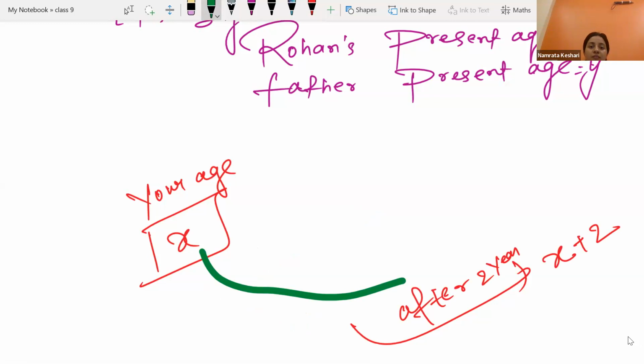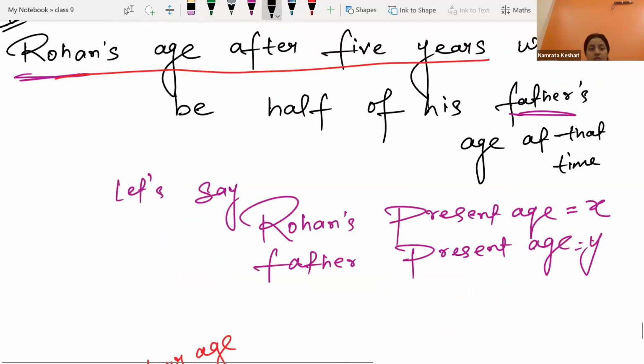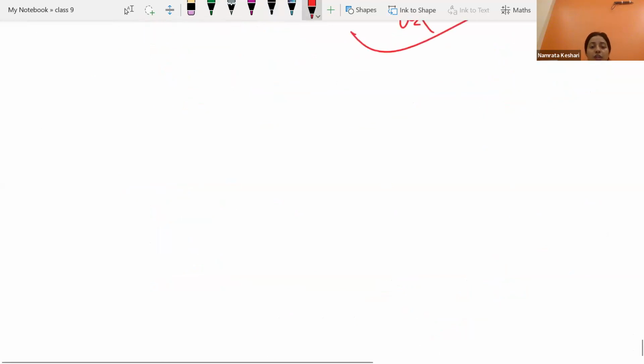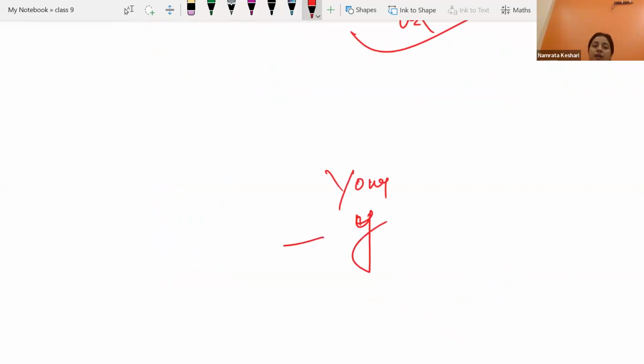After 3 years, it will be x plus 3. After 4 years, it will be x plus 4. After 5 years, it will be x added with 5. Yes or no? And the same thing will happen if you go back. Your current age, suppose I am saying your current age is y. 1 year ago, your age was y minus 1. Yes or no?